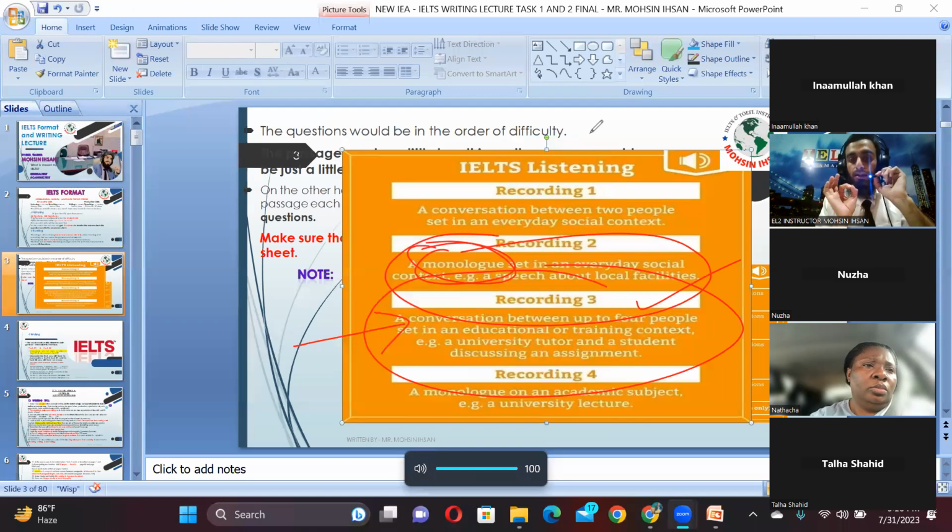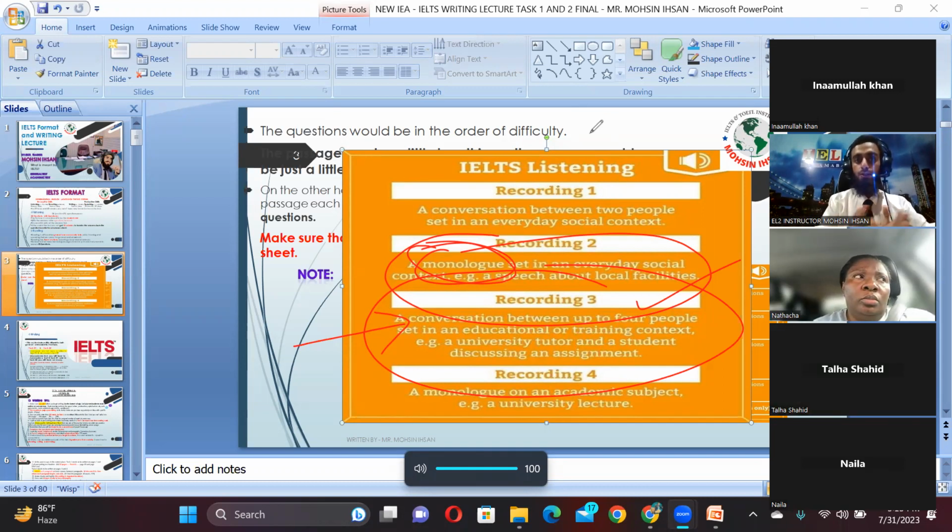Now, challenges. Just note the challenges in recording number 3. The vocabulary and the accent would be more educated. It would be more fluent than native speakers, even than Britons and Americans, Australians and Canadians. In recording number 3, the voice would be a little bit sharp, more fluent. Even native speakers from England, USA, and other countries face a little difficulty there. We will discuss how to tackle that, but overall, you must focus 100% on recording number 3.